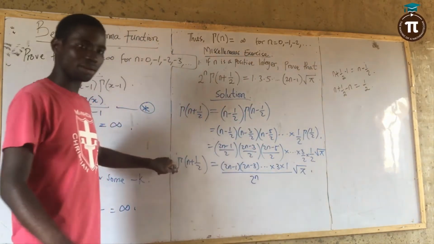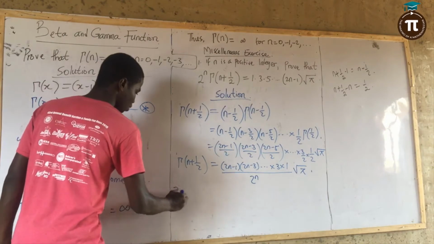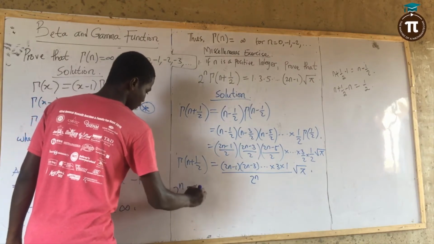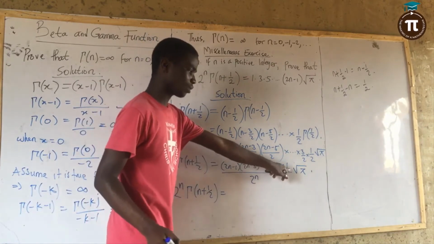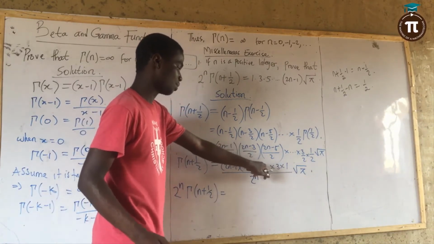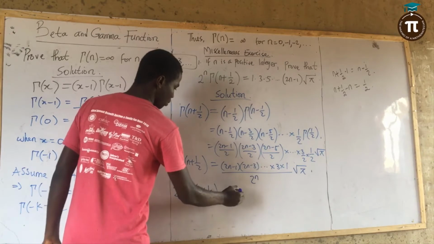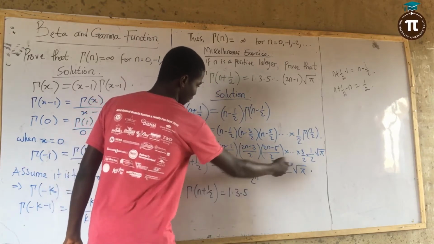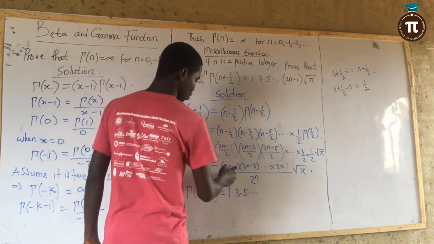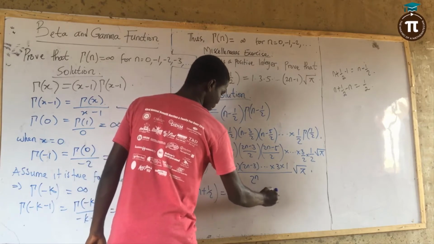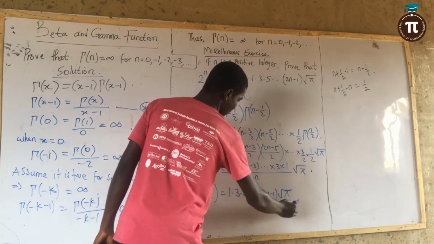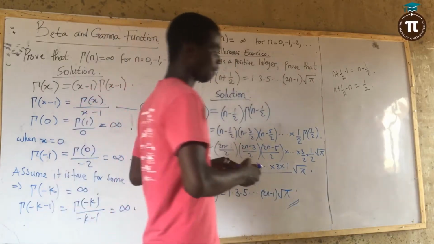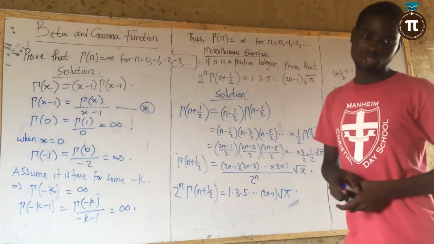Let this 2 raised to the power n come to the other side. I have 2 raised to the power n gamma of n plus 1 over 2 is equal to, then I decide to write from here 1 times 3 times 5, down to this place, (2n minus 1) root pi. We are through with the first proof. Now come to the second one.